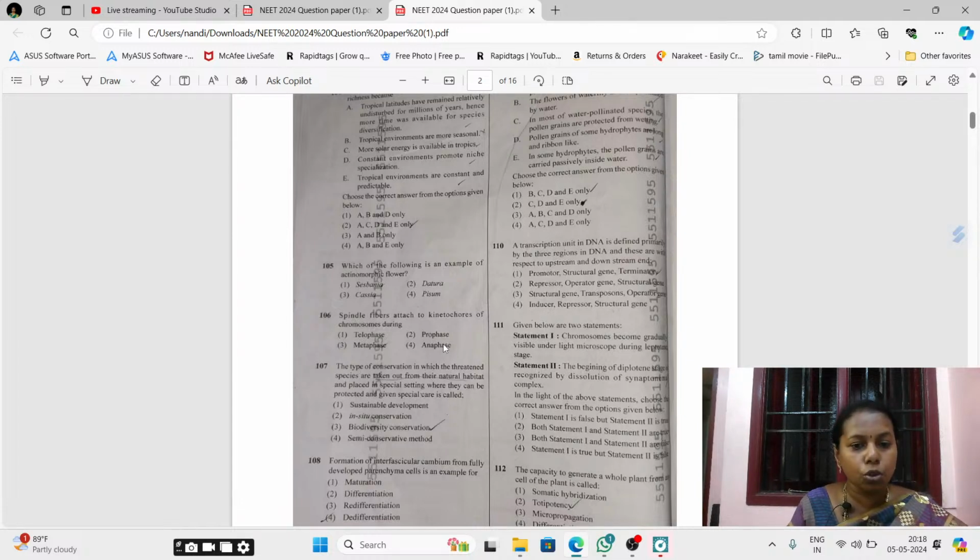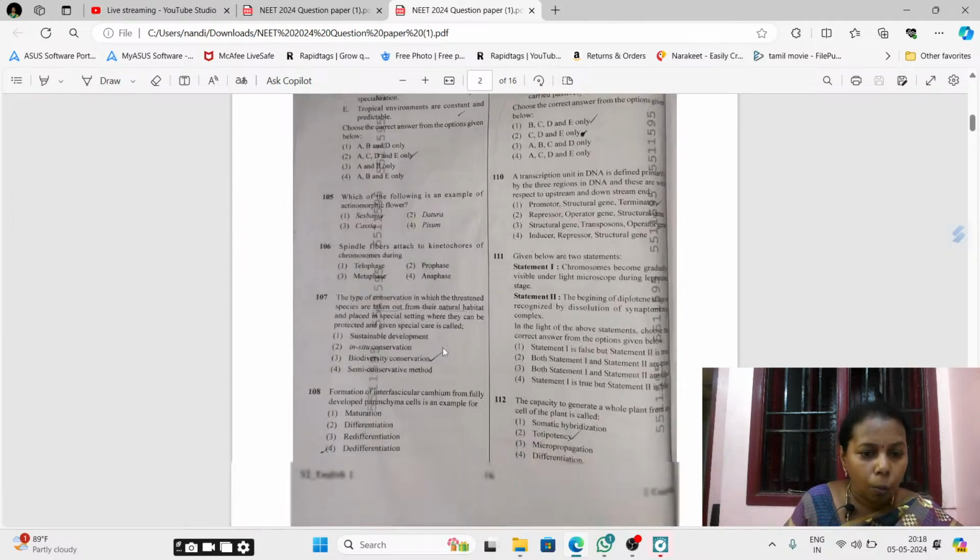Spindle fibre attached to kinetochore of chromosome during... again NCERT line, children. If you see cell cycle and cell division, 2 points are given. The answer is 3. Metaphase is the correct answer for 106.